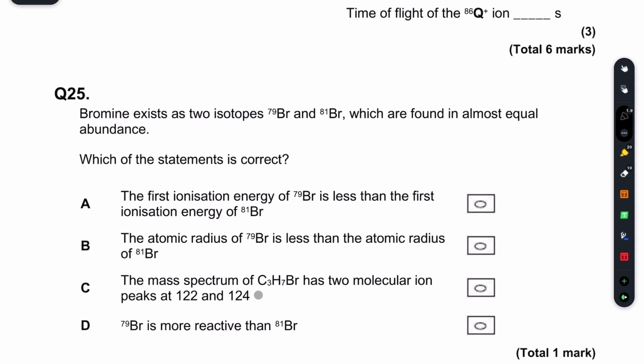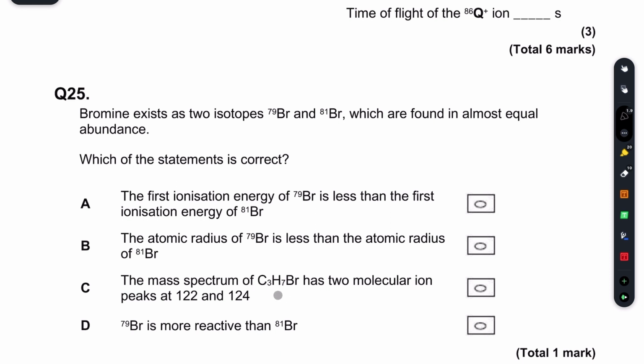We'll come back to option C in a moment, but option D says bromine 79 is more reactive than bromine 81. Reactivity depends on a number of factors. It depends on atomic shielding, nuclear charge, and how many outermost electrons there are. Bromine 79 and bromine 81 have the exact same nuclear charge, the exact same amount of atomic shielding, and the exact same number of outermost electrons. So it is unlikely bromine 79 is more reactive than bromine 81. That leaves us with only C, which is the reasonable option.